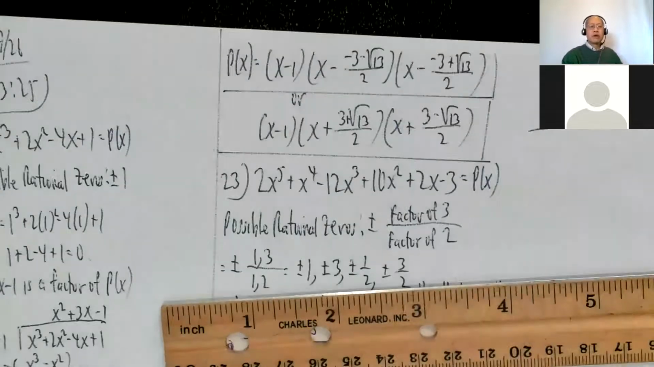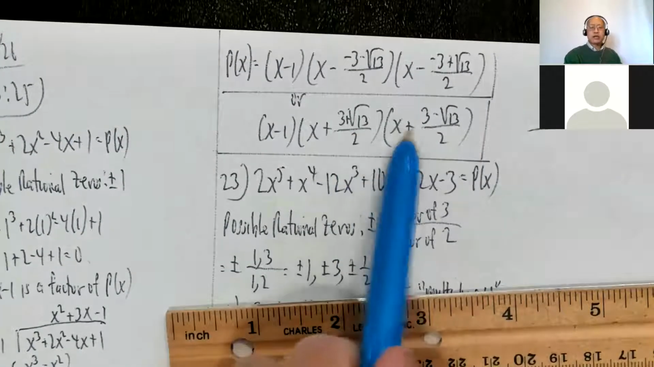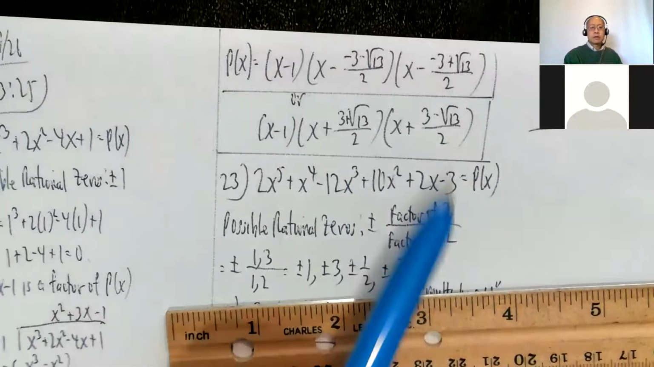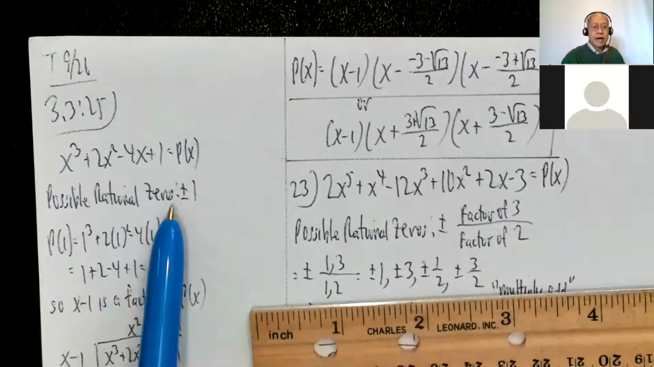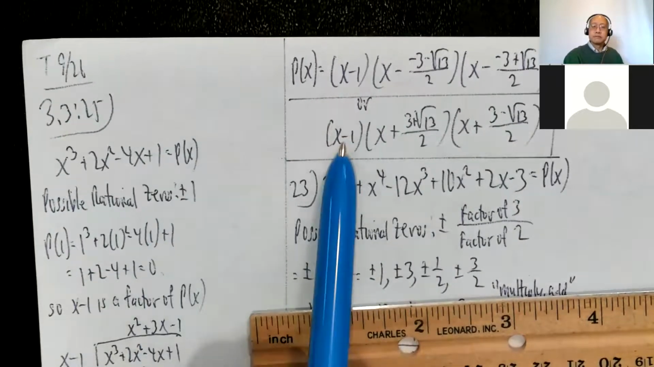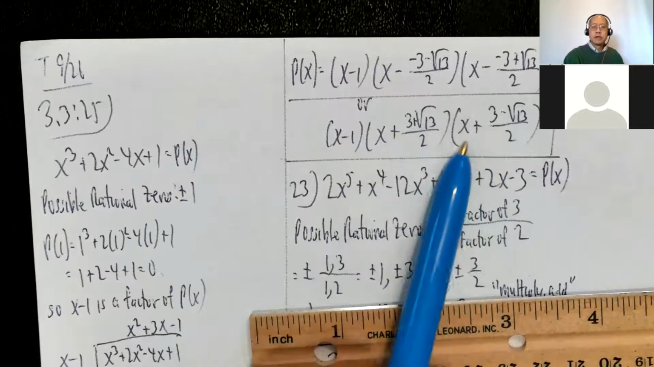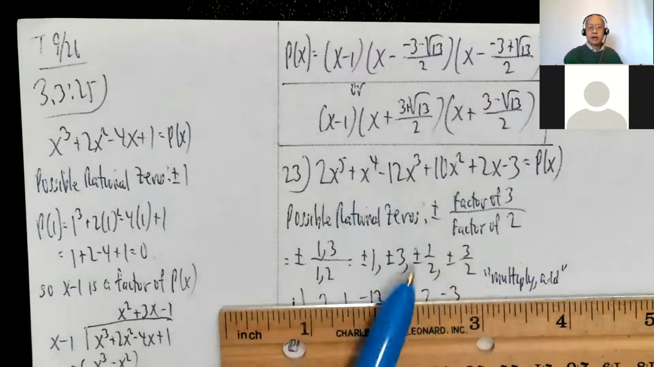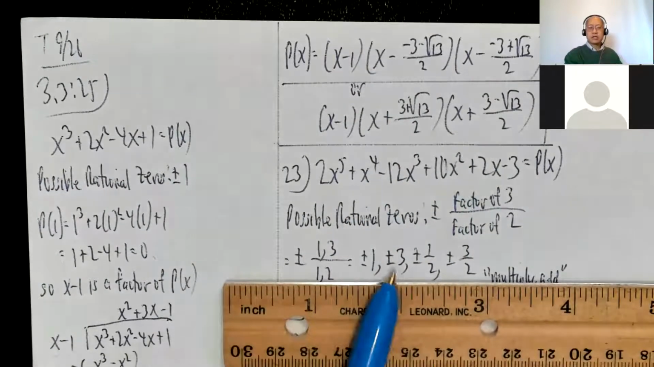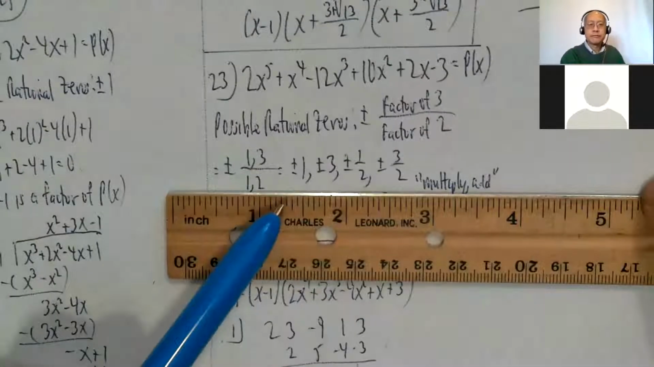By the way, you might say, way back here, what about these? Yeah, but these aren't rational. The only rationals we had were plus or minus 1, and that's correct, we got 1. These two are not rational. The only rationals we can have are from this list: plus or minus 1, plus or minus 3, plus or minus a half, plus or minus 3 halves.